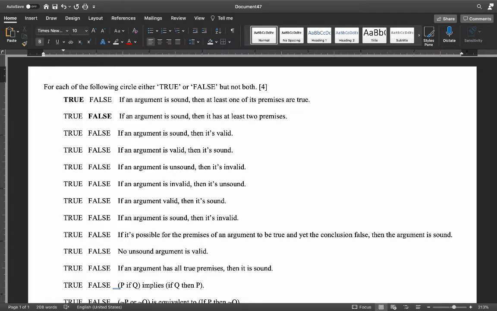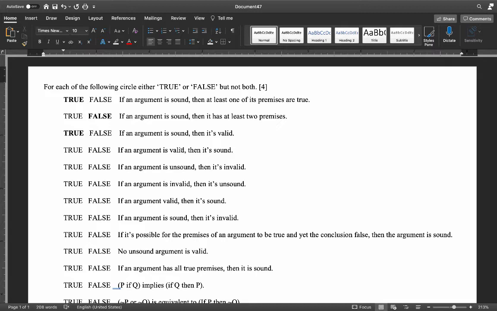Next one, if an argument is sound, then it's valid. That's true, and it's true because sound just implies valid plus true premises. That is, there are two necessary conditions for an argument to be sound, and they are that the argument be valid and that it have true premises. And those conditions are incidentally jointly sufficient. But since validity is a necessary condition for soundness, it follows that if an argument is sound, then it's valid.